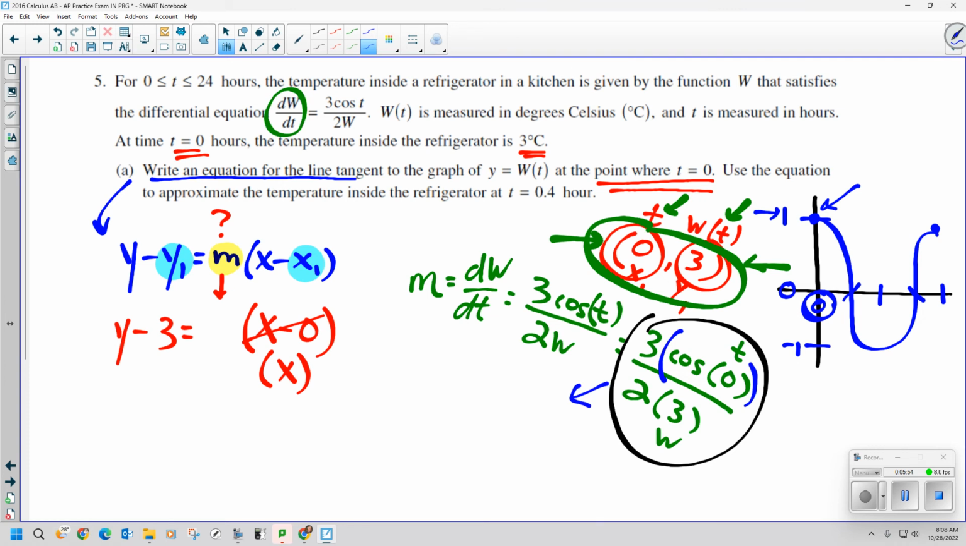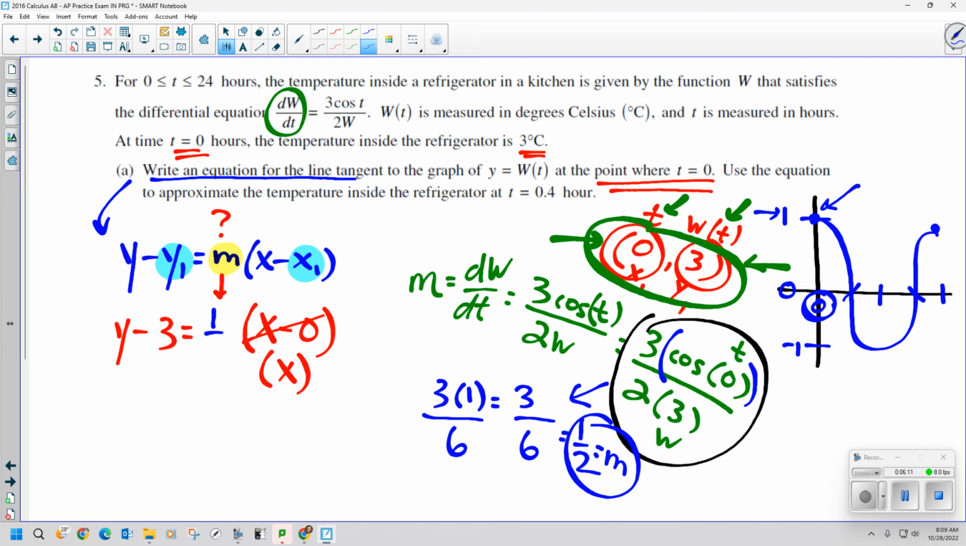So let's go back this way. It's 3 times 1, which is 3, over 2 times 3, which is just 6. So our derivative, our slope, our m value is 1/2.